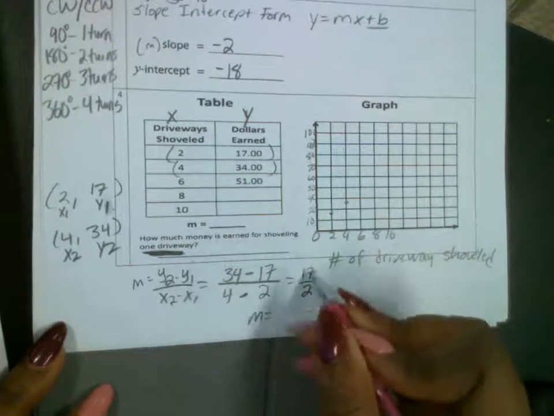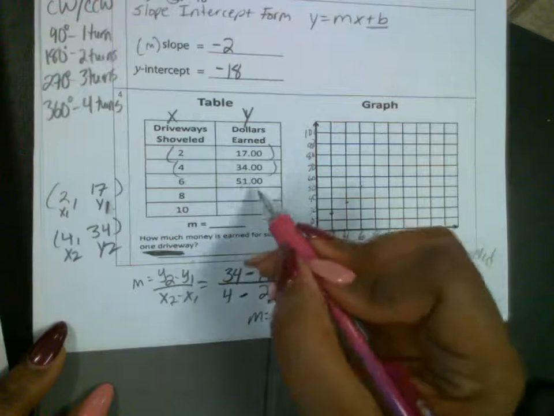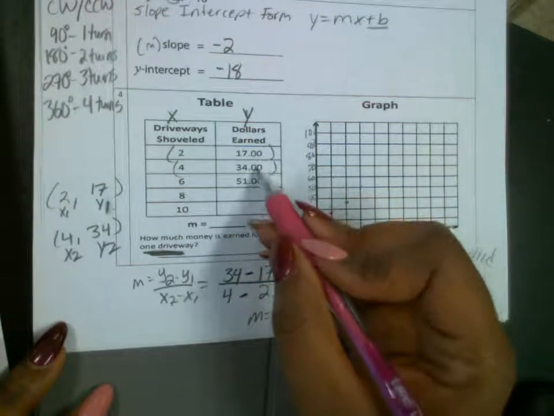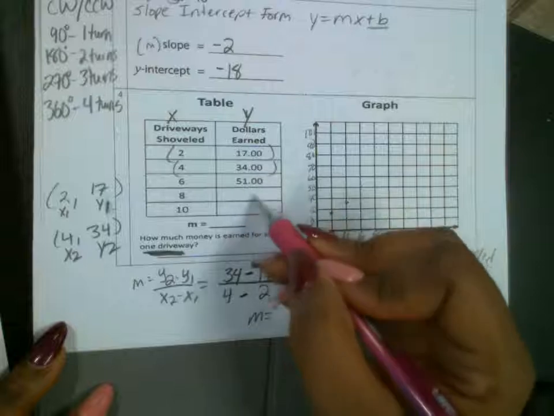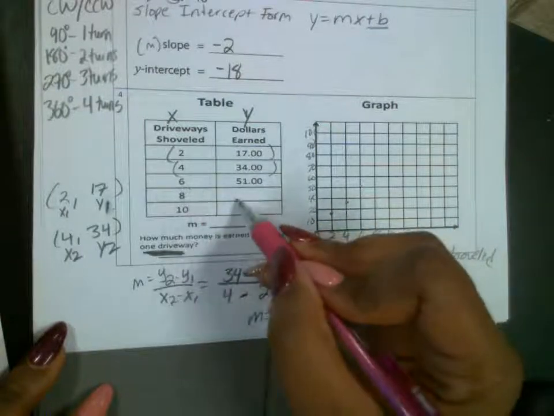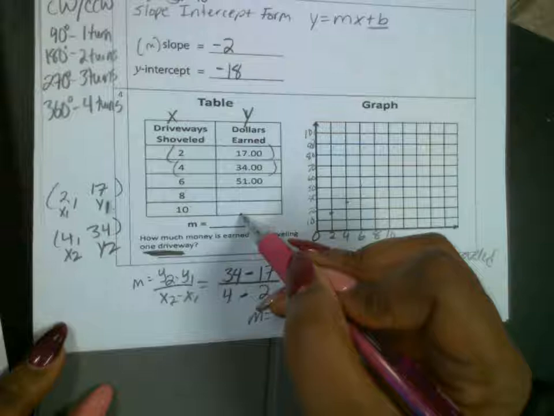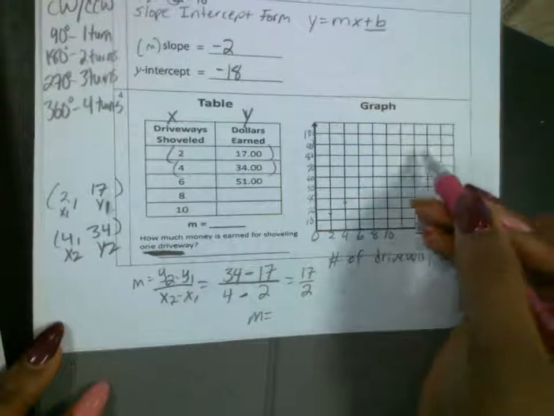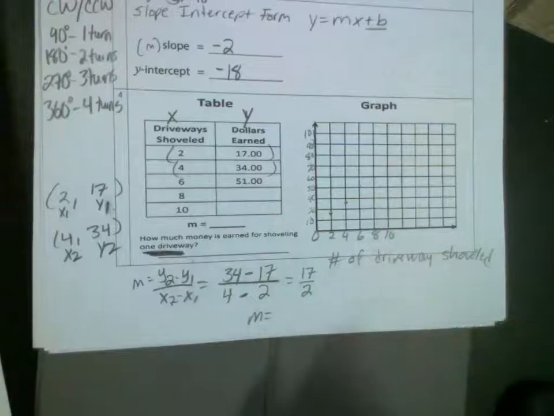So you can do that on your own. Divide and get your answer. And then from that, you can figure out every 2 driveways, it looks like it's going up by 17, right? So you should be able to figure out what it is for 8 and what it is for 10 driveways. And then go ahead and try to graph as many points as you possibly can.